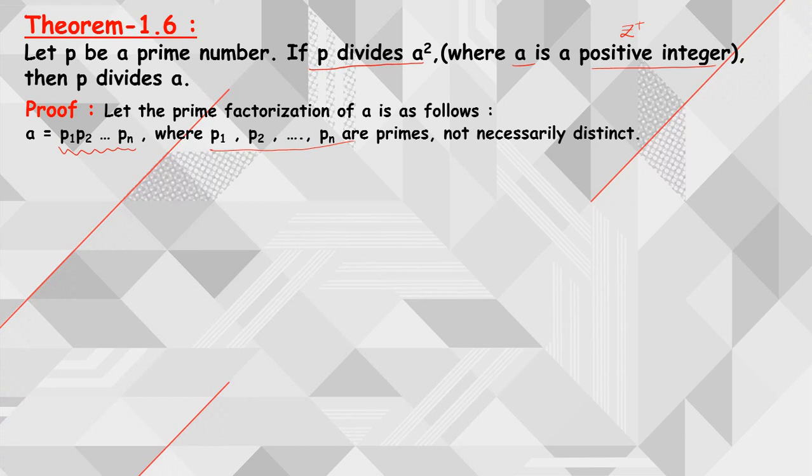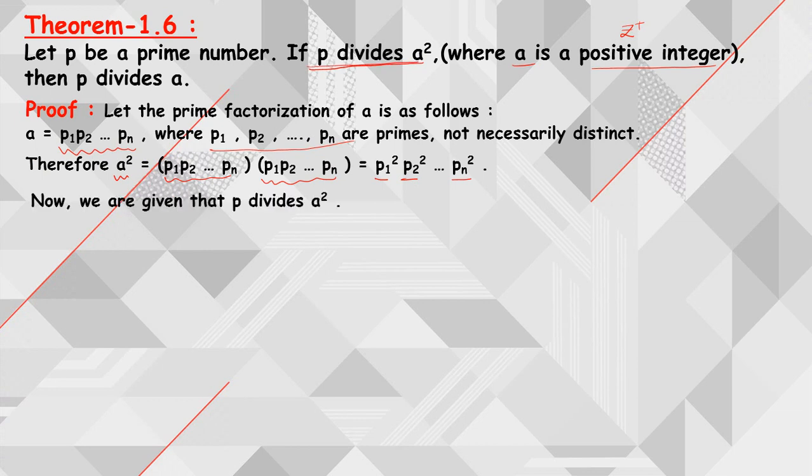Right, now he has given p divides a square. So for that, with a, I am going to take the value of a square. So a square I can write as p1 into p2 into so on pn into p1 into p2 into so on pn, which I can write as p1 square into p2 square into so on pn square. Now in the statement he has given that p divides a square. So p divides a square means that when a square is divided by p, the remainder will be 0.